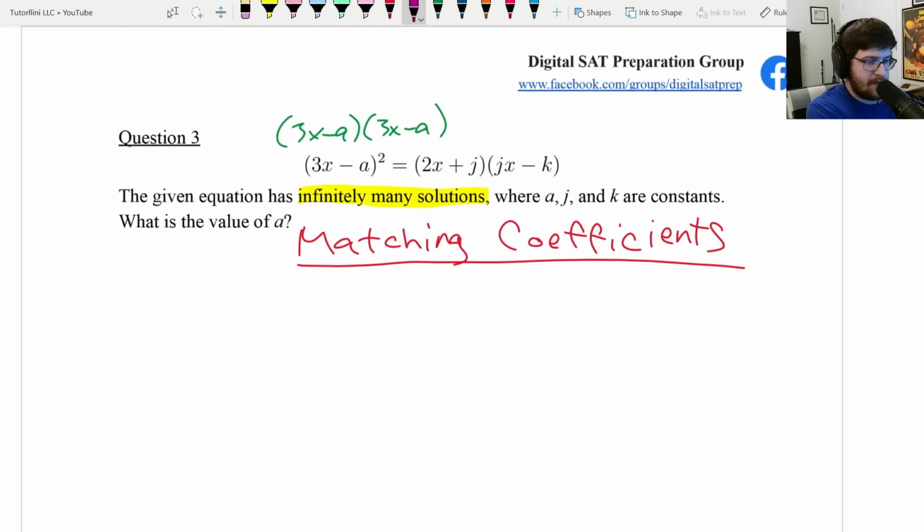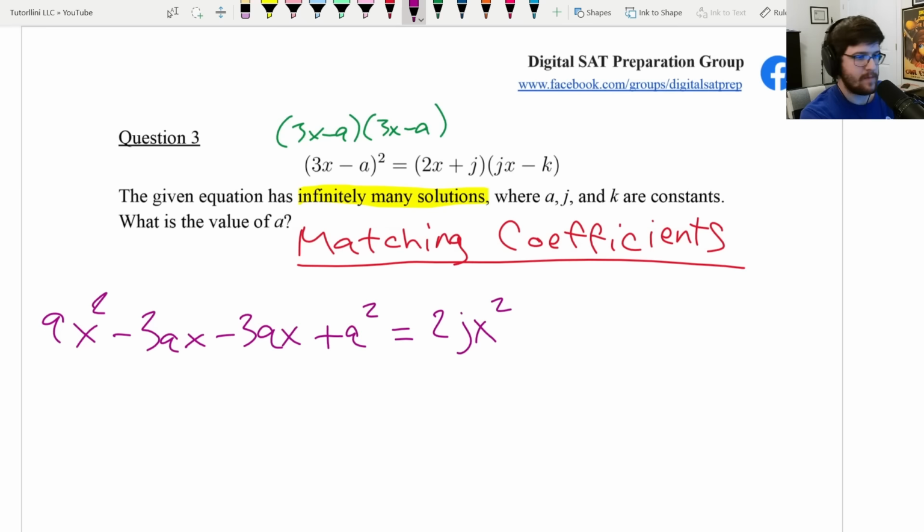let's FOIL both these then. So 9x squared minus outer is 3x minus a, so 3ax minus 3ax is the inner. Last is negative a times negative a, so that's positive a squared. The right side, 2x times jx, that's 2jx squared. Outer is negative 2kx. The inner is positive j times jx, so that's j squared x plus j squared x. And then the last is positive j times negative k, so that's negative jk.